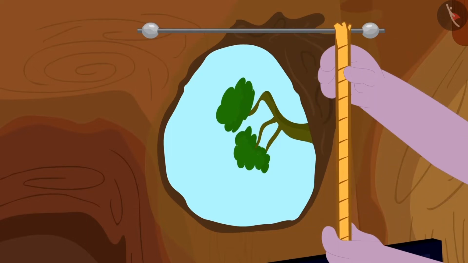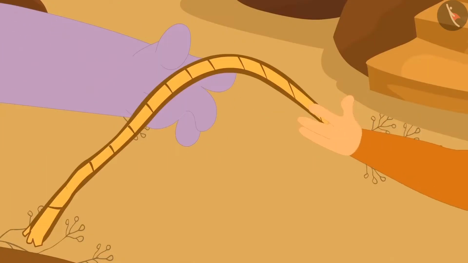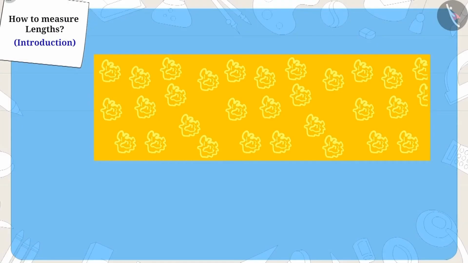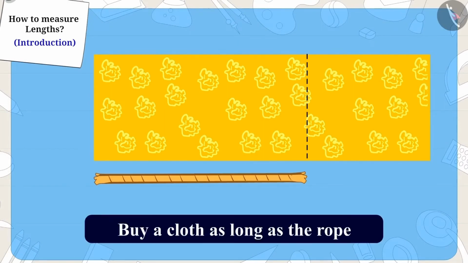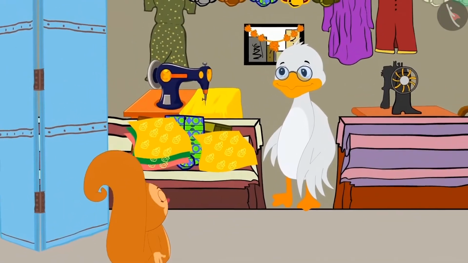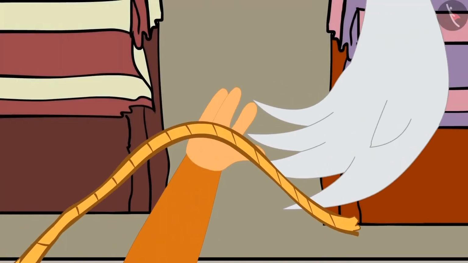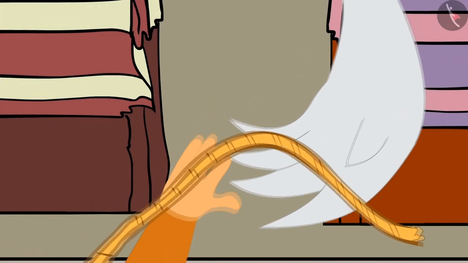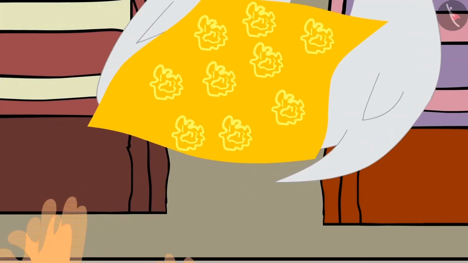He cut the exact length of the rope that measured Chanda's window and told her that she has to buy a cloth as long as the rope from uncle's shop. Chanda again went to uncle's shop and this time bought a cloth as long as the length of the rope with which Appu had measured the window.